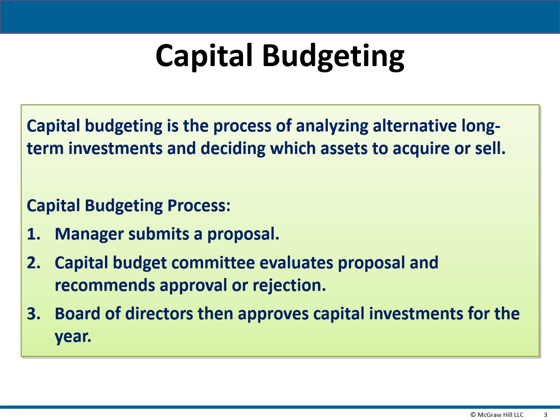The process begins with the managers submitting proposals for new investments in a plant asset. A capital budget committee will then evaluate the proposals and make recommendations for either approval or rejection. Finally, the board of directors will approve the capital investments for the whole year.